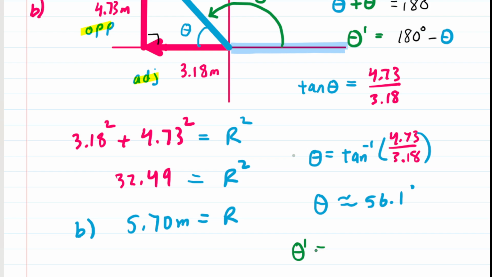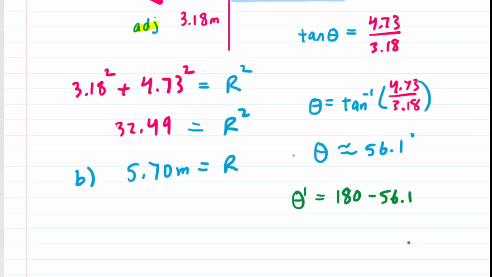So theta prime would actually be 180 minus the 56.1 degrees, and in that case, we get about 124 degrees if we round to 3 digits. So theta prime is equal to 124 degrees, and that again is relative to the positive x-axis. So we might just want to make a note of that, relative to the positive x direction. That would conclude the answer to part C.